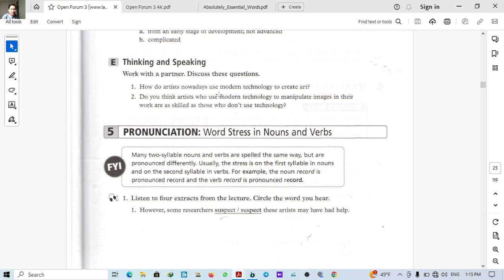Number two, do you think artists who use modern technology to manipulate images in their work are as skilled as those who don't use technology? So this is not something related to the conversation, to the theory explained above. This is up to you. You have to think about these questions and then you have to speak about them. So you have to be very honest and realistic. So you have to do these exercises in a realistic way. Ask yourself the questions and then switch your role and provide answers to these questions.